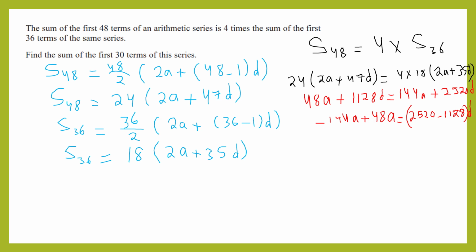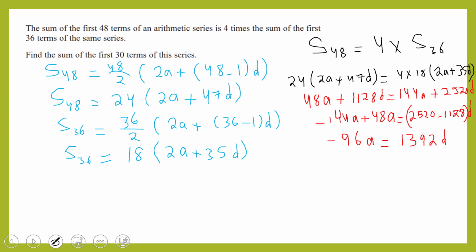144 minus 48, it will be negative 96a equals 2520 minus 1128, it will be 1392d.